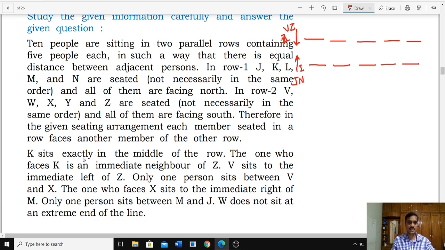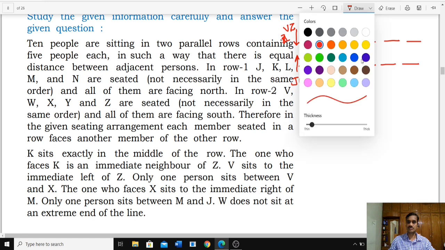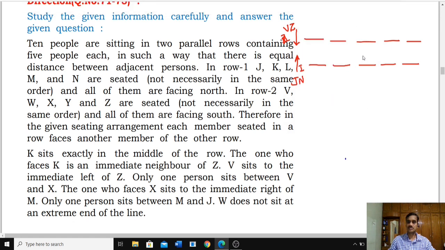Then first one, K sits exactly in the middle of the row. Hence, where should this K be? K must be at this place. K sits exactly in the middle of the row. Then next one, the one who faces K is an immediate neighbor of Z. The one who is facing K is this person, an immediate neighbor of Z.